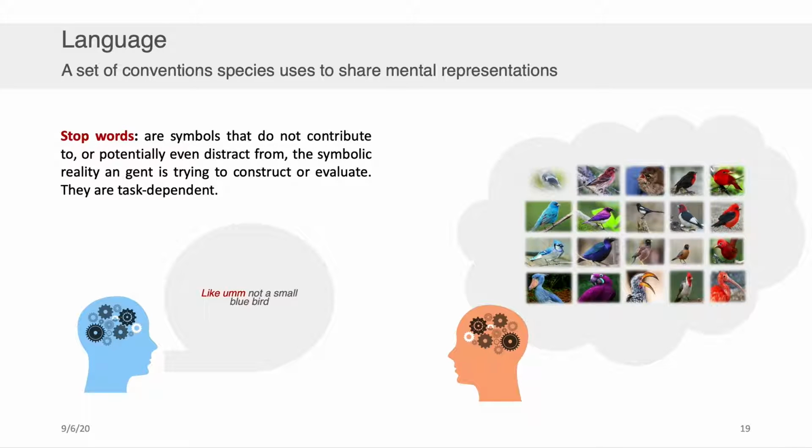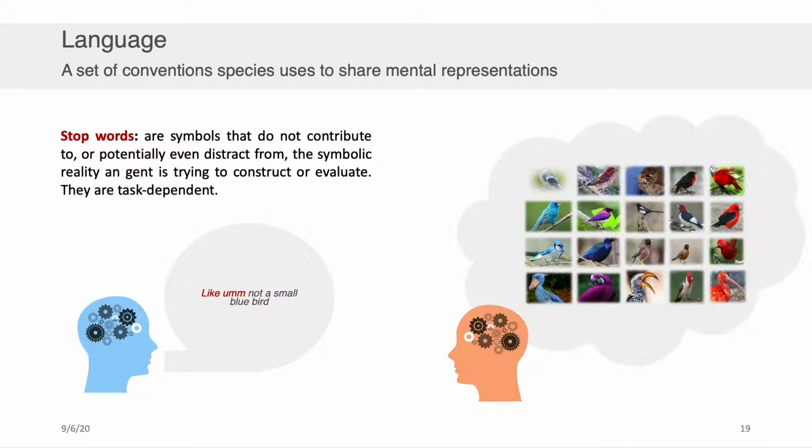In the natural language processing context, you will often hear people speak about something called stop words. Stop words are just symbols that don't really contribute meaning to, or might even distract from, the symbolic reality that we're trying to get across or evaluate. And so they are task dependent in that sense.